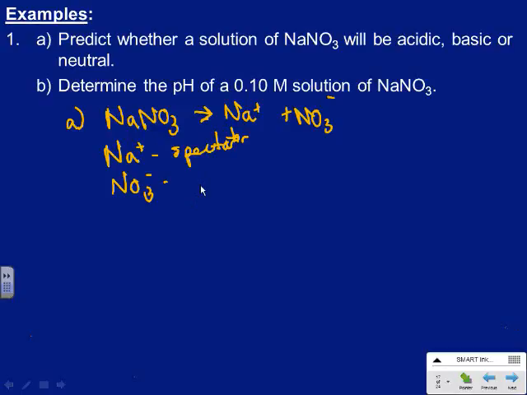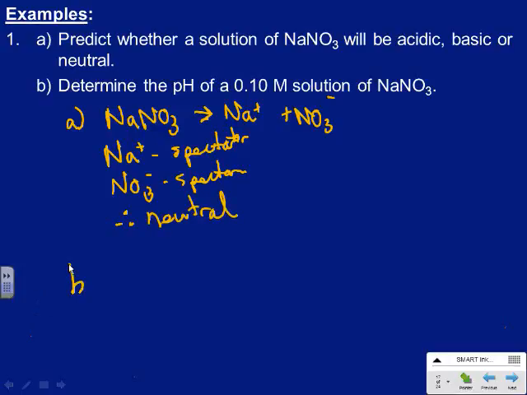NH4 plus, it's a spectator as well. Sorry. NO3 minus, spectator as well. It comes from HNO3, nitric acid, which is strong. Spectator. Therefore, what kind of a pH is it going to have if they're both spectators? 7. So neutral.